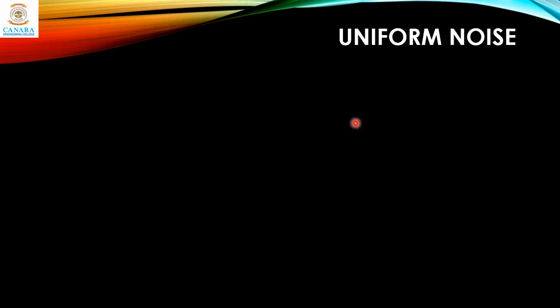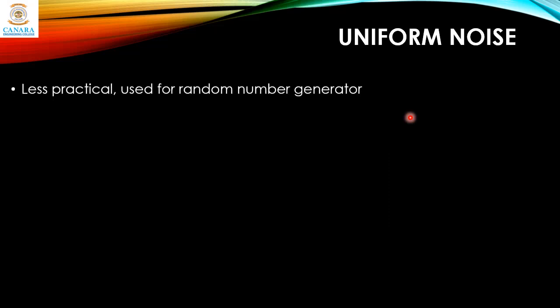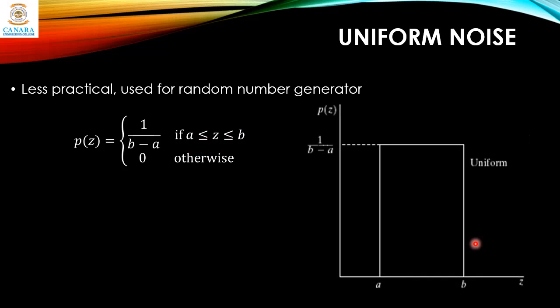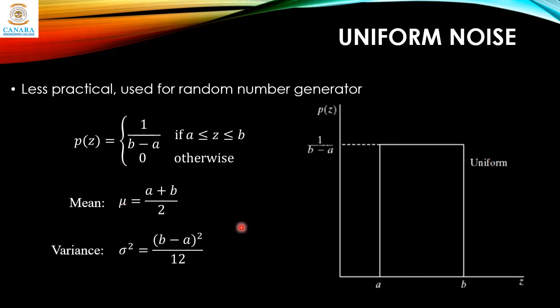Next type of noise is the uniform noise, which is less practical and is used for random number generators. It is given by this equation: P of z is equal to 1 by b minus a if z lies between a and b, and it is 0 otherwise. This is the PDF plot for uniform noise, and it remains flat between the interval a to b as defined in this equation. The mean is given by a plus b by 2, and the variance is sigma square equal to b minus a whole square by 12.